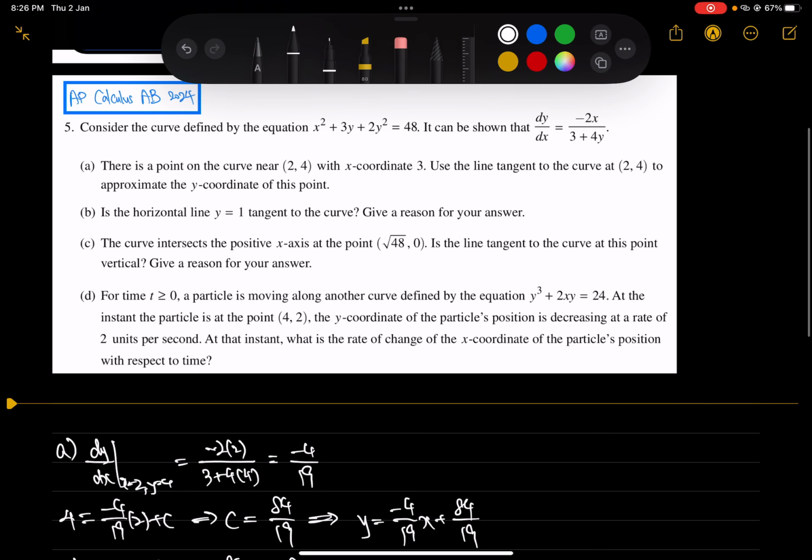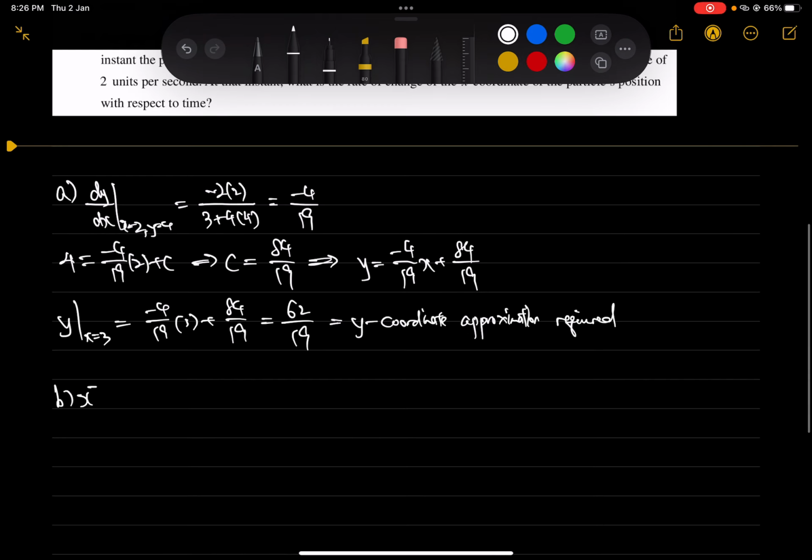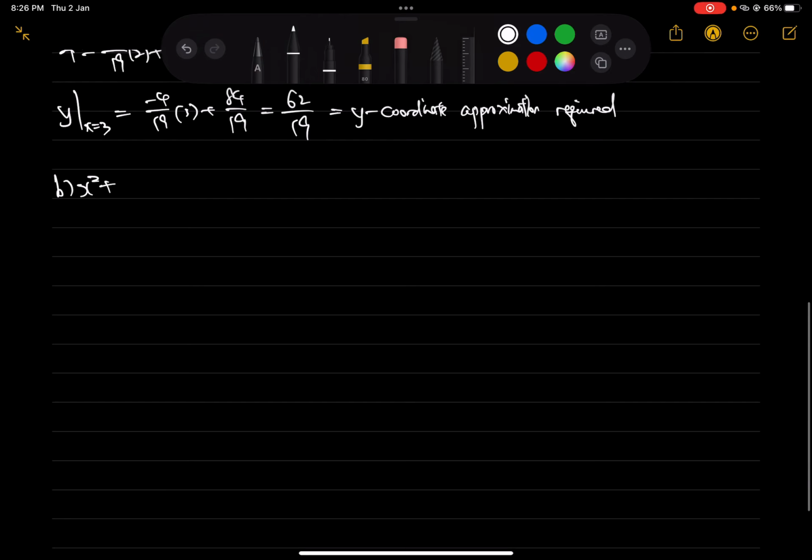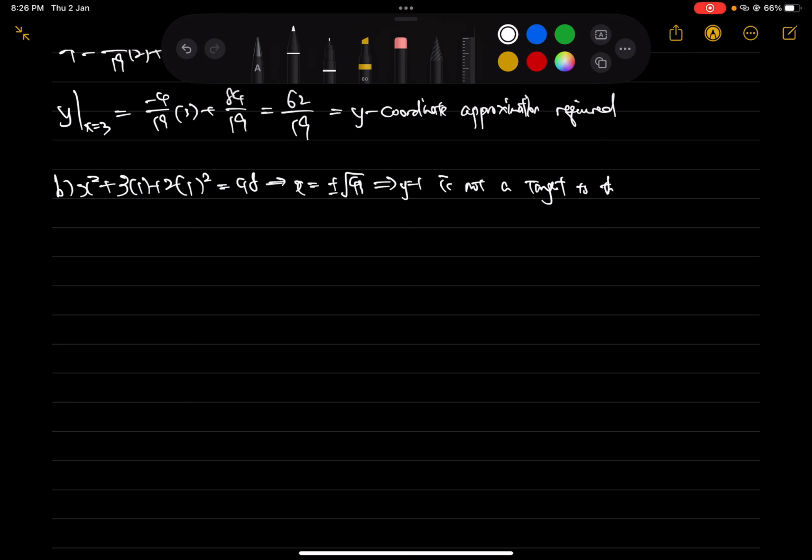Part B, all we need to do is to see if y equals 1 intersects the curve at one point. So we have x squared plus 3 times 1 plus 2 times 1 squared equals 48, which implies x equals positive or negative root 43, which implies y equals 1 is not a tangent to the curve.